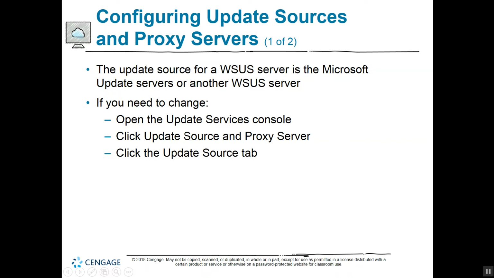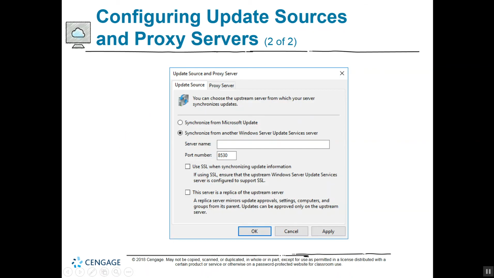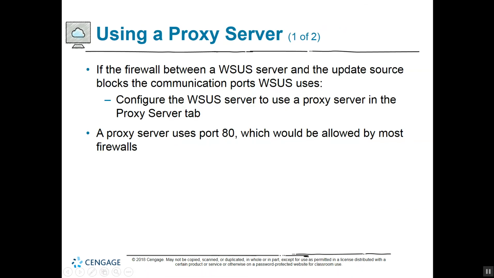Now, to configure update services for proxy servers, if you need to change, open up Update Services console, click Update Source and Proxy Server, and then click the Update Source tab. All right. So the Update Source and Proxy Server, here's the source. The next tab is the proxy.